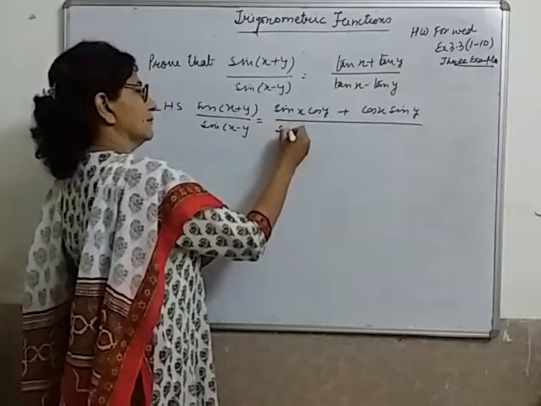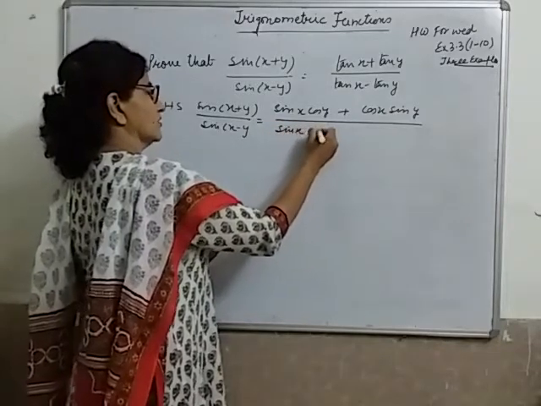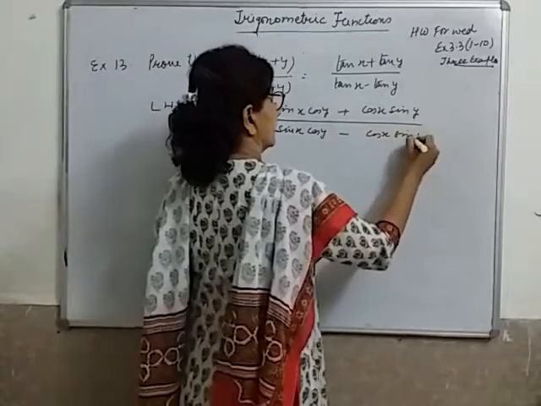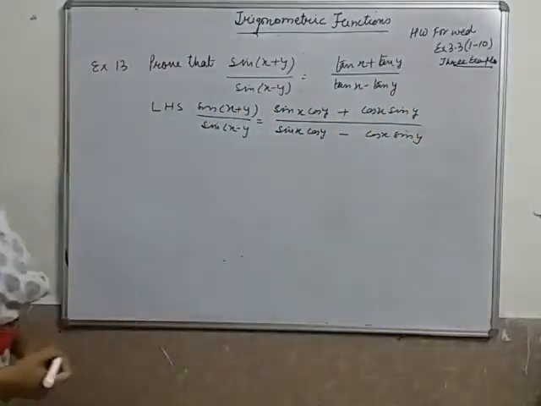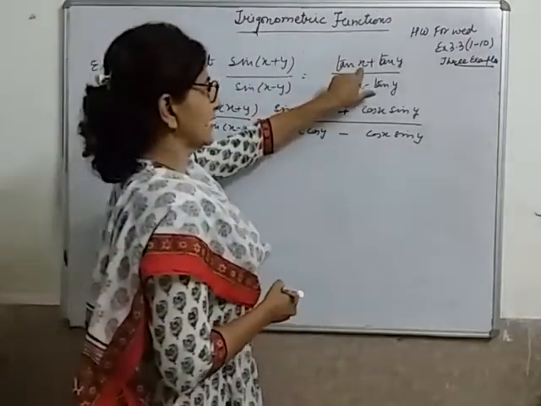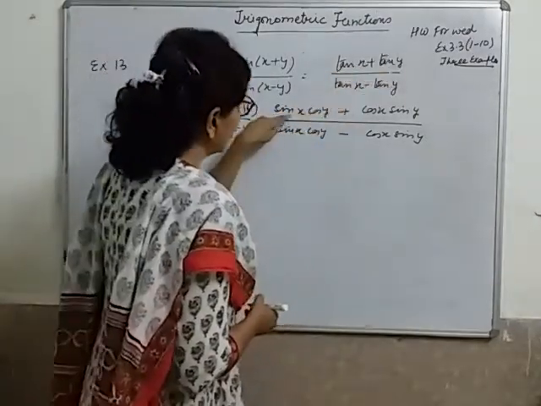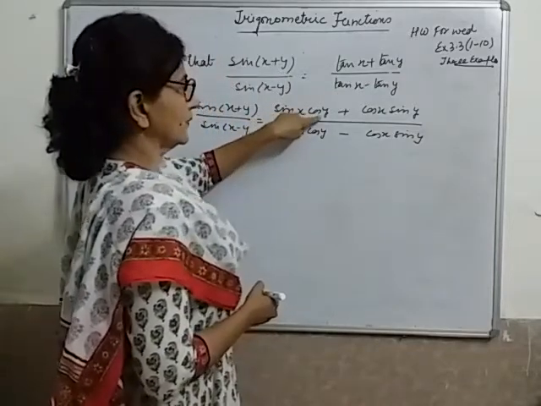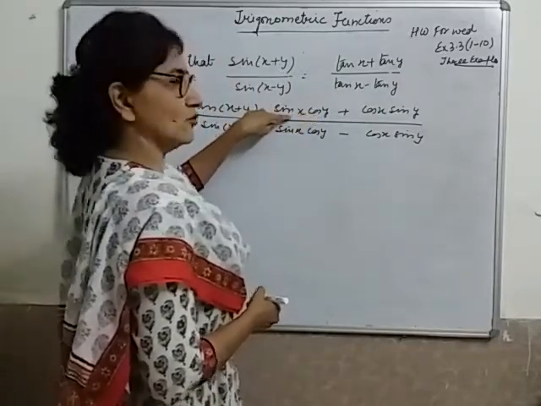So on the same line you can say sin x cos y minus cos x sin y. But the answer did not match. What do I do? Look carefully, very carefully. I got here tan x tan y. If I have to bring tan x here, what should I do? This cos y has to be removed and cos x should come below it.